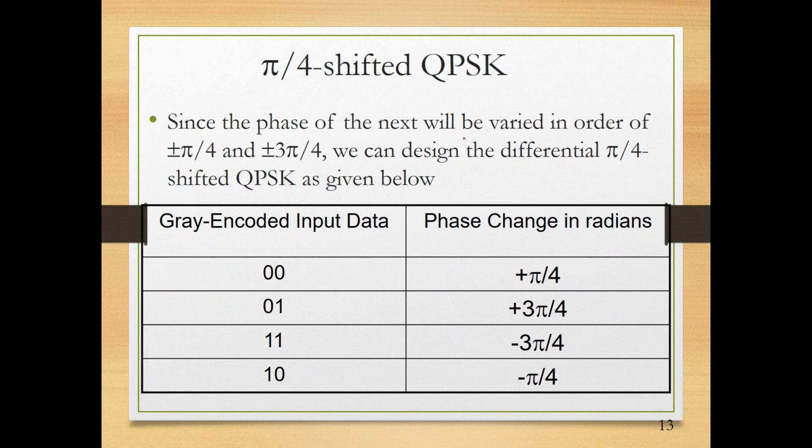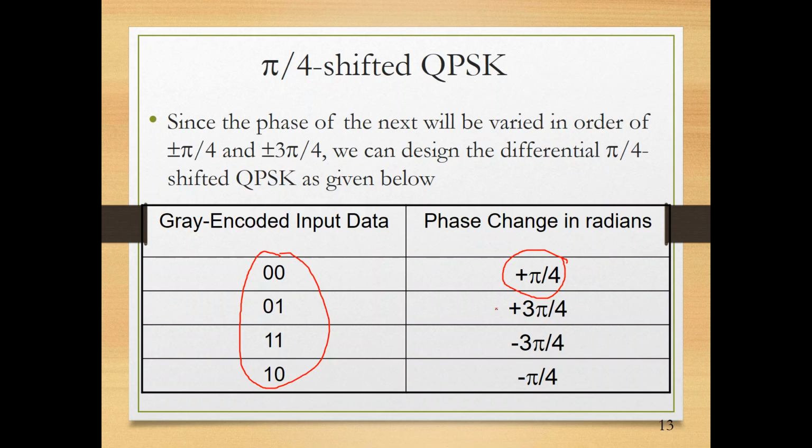Now, since the phase of the next symbol will vary by pi over 4 or 3 pi over 4, we can define the differential pi over 4 shifted QPSK as given below in the table. This is the table. These are the data bits. You have the gray encoded data bits. You remember this is the mapping table, the rule that I use in my modulation. And the phase change in radians. If 0, 0 comes, what's the phase change? Pi over 4. If 0, 1 comes, 3 pi over 4. If 1, 1 comes, minus 3 pi over 4. If 1, 0 comes, then the phase change is minus pi over 4.